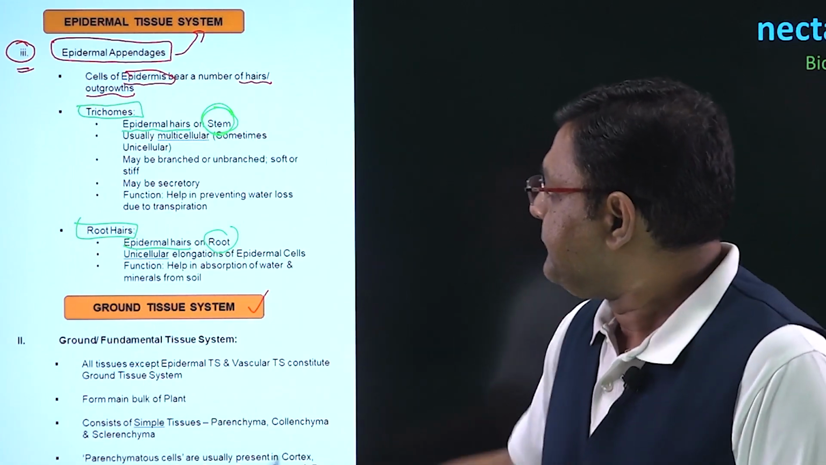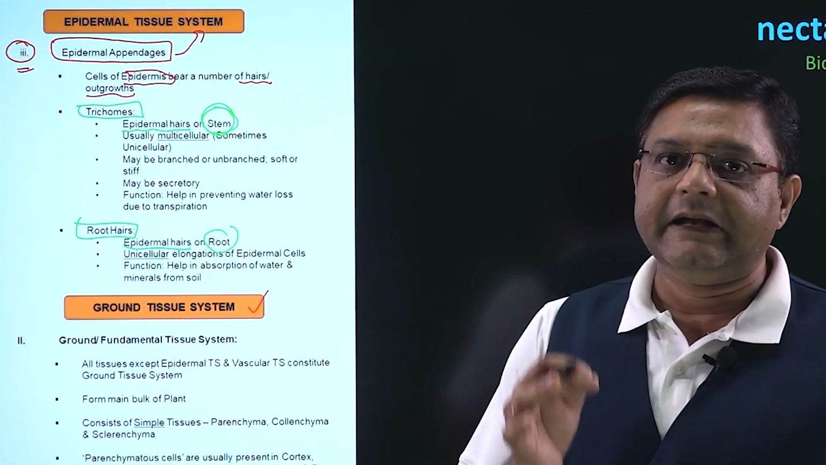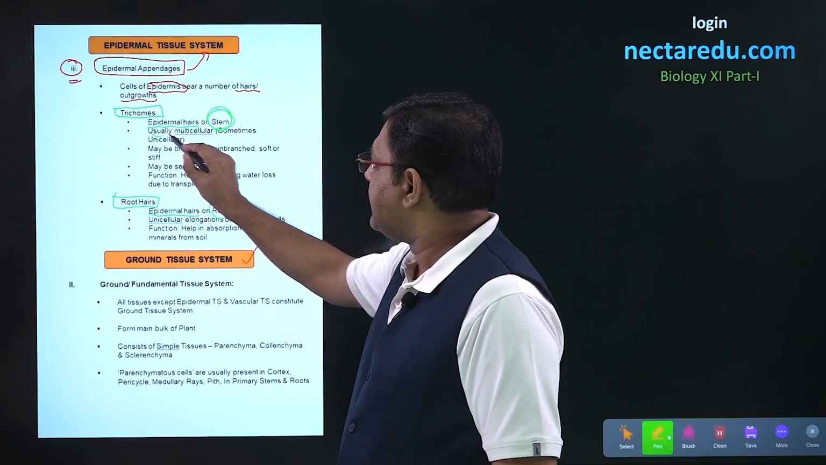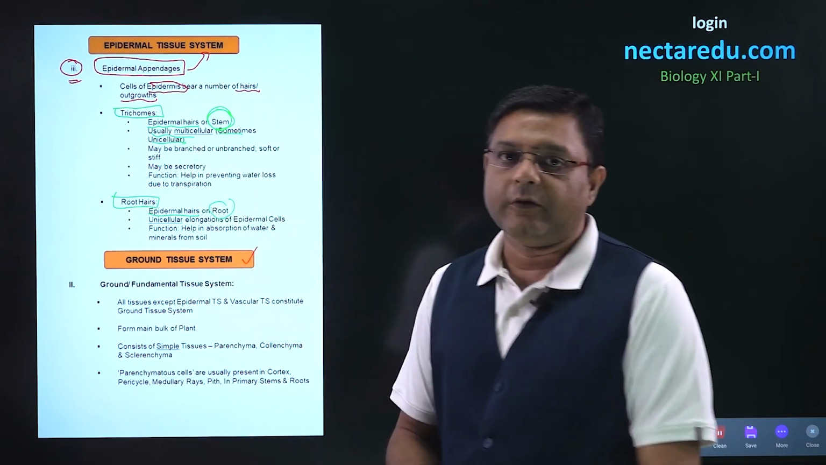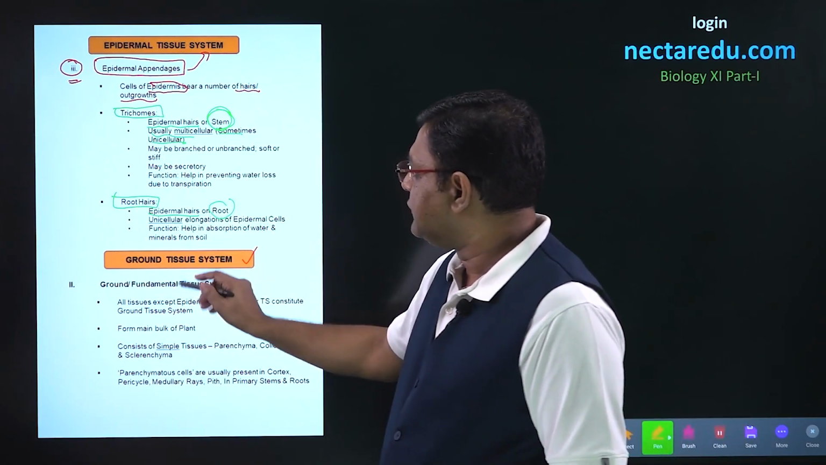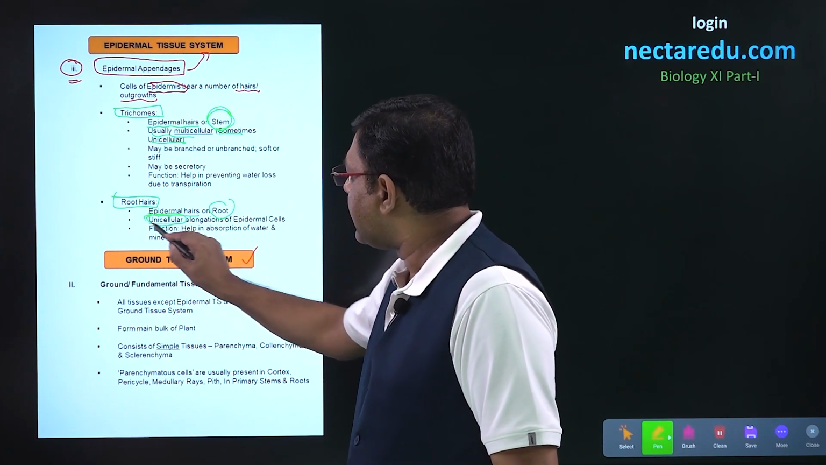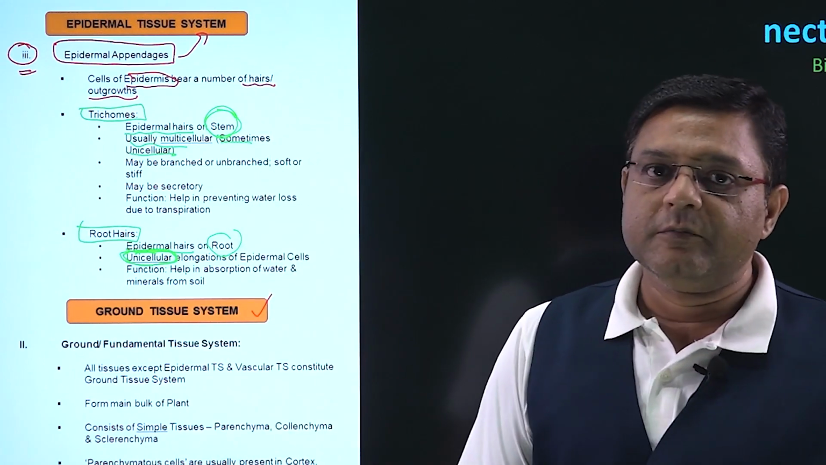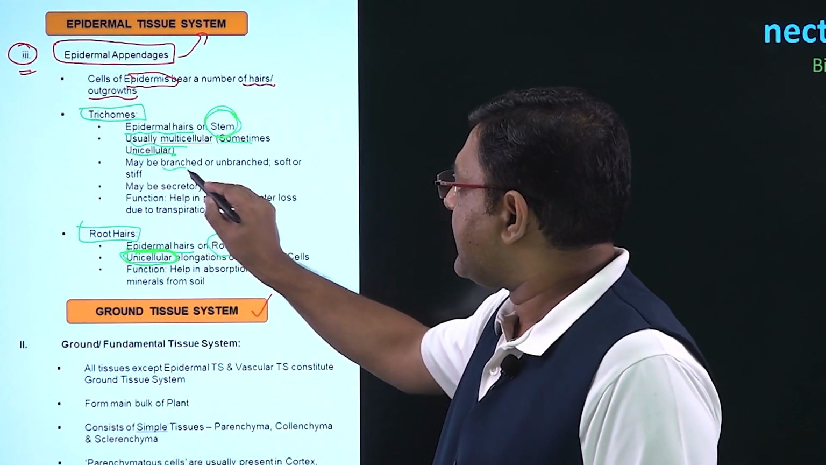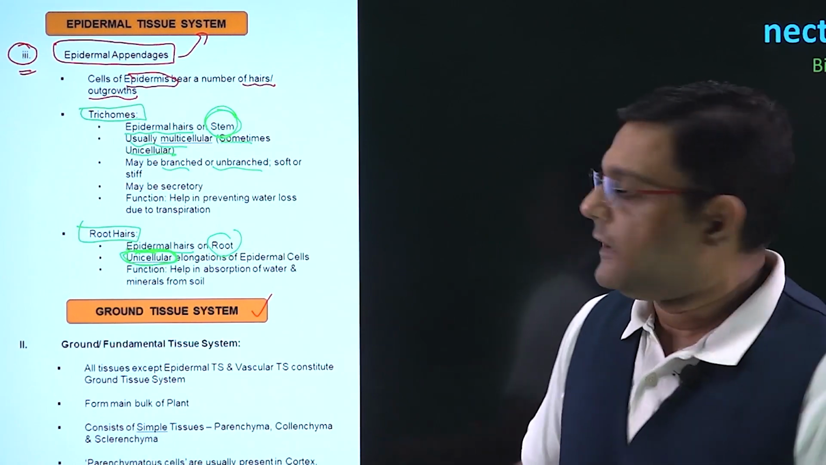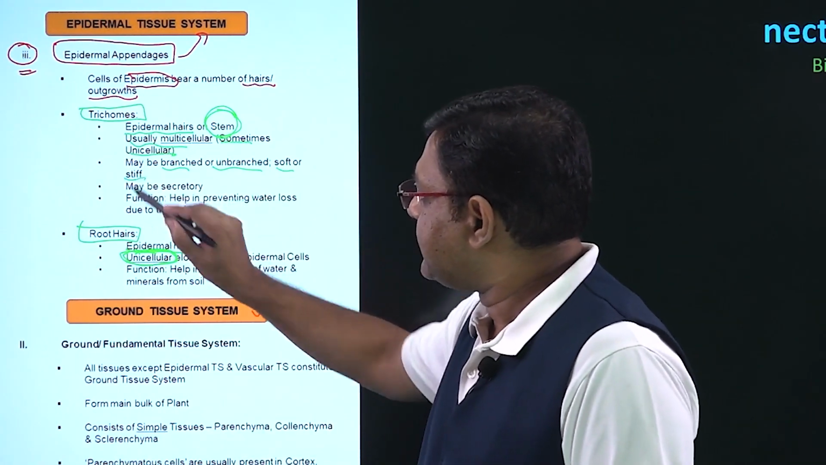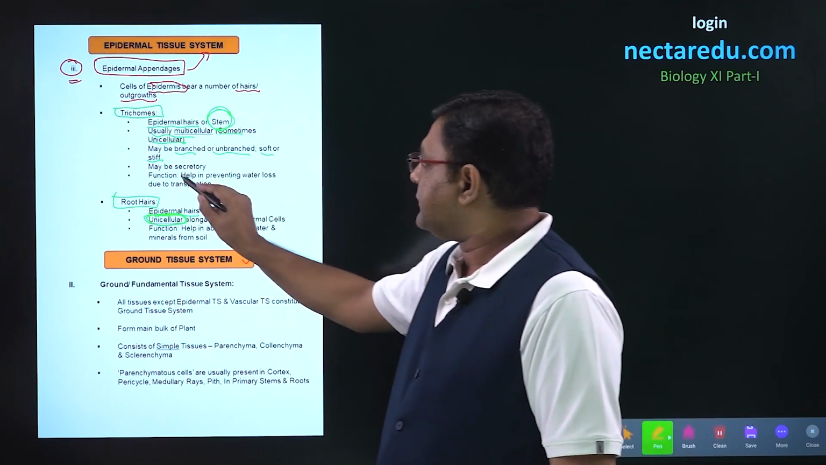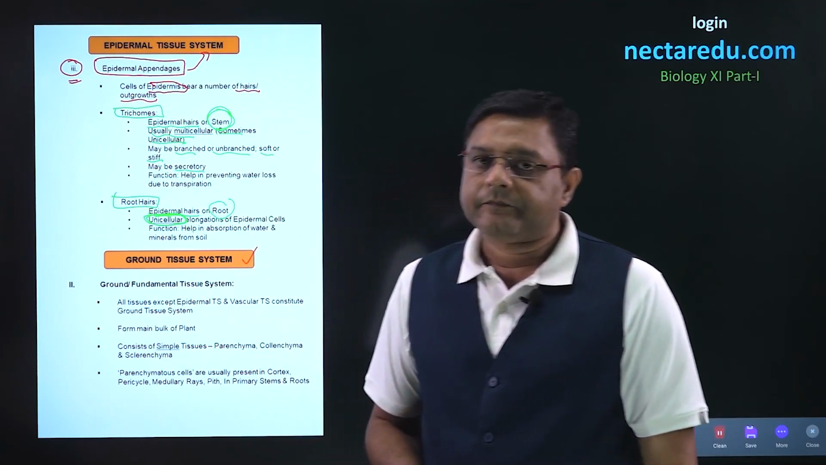Structure is different. These trichomes are usually multicellular structures. Sometimes these can be unicellular, but root hairs are unicellular elongations. Now, trichomes can be branched or unbranched. These can be soft or stiff as well. At times these can be secretory.